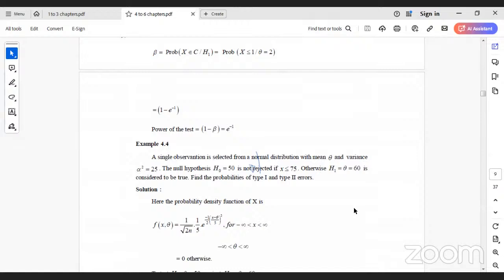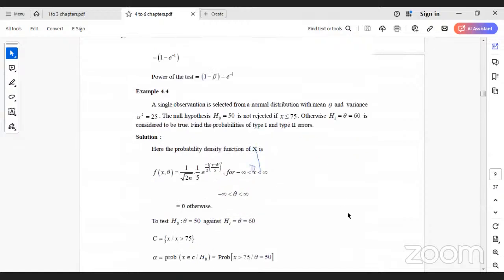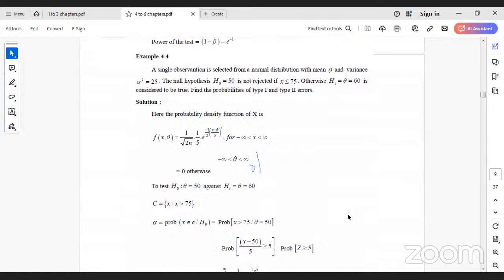So here the probability density function of x is f of x comma theta, 1 by root 2 pi, 1 by 5, e power minus 1 by 2 times (x minus theta by 5) whole square, for minus infinity less than x less than infinity, minus infinity less than theta less than infinity. So H0: theta is equal to 50 against H1: theta is equal to 60. So therefore x greater than 75 we are taking here.